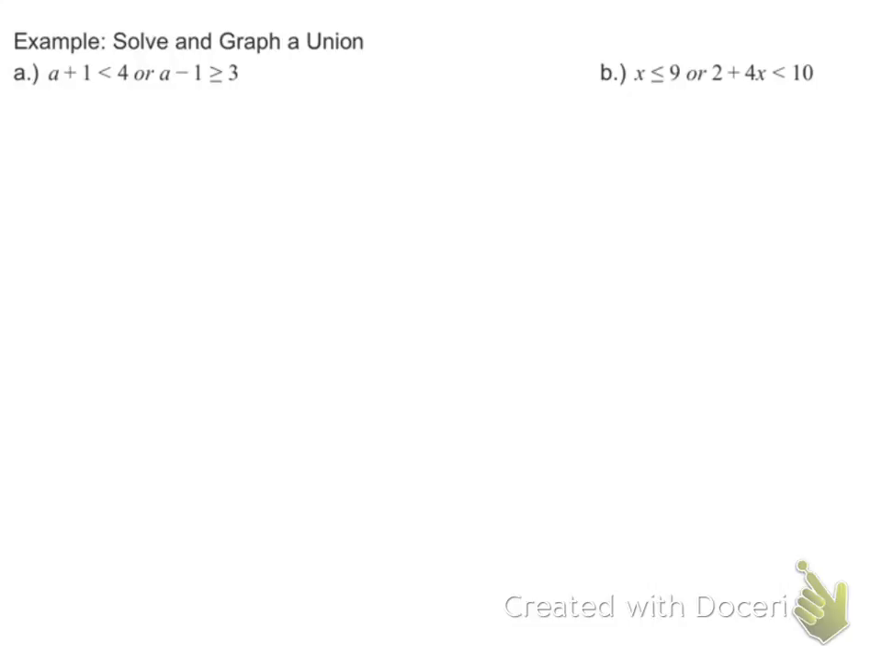Okay, what's my first step on the first one? Fritz? Subtract 1 on both sides. And so you get A is less than 3. Or, now the other side is something different. Instead of subtracting 1 from both sides, I'm going to add 1 to both sides. And now A is greater than or equal to 4.